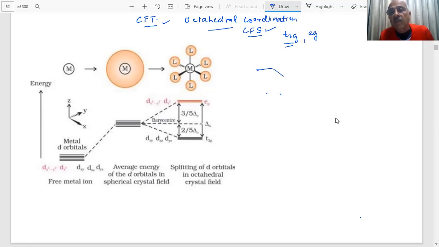You have been shown these five d orbitals which were degenerate. They have got split up into T2g and Eg, right? We know about it now, and the filling of electrons is done by the Aufbau and Hund's rule.